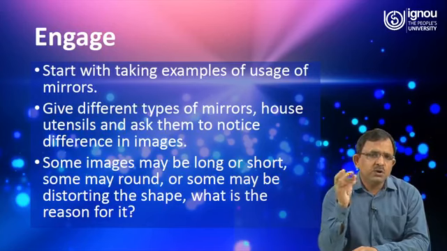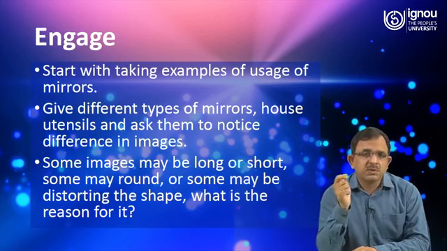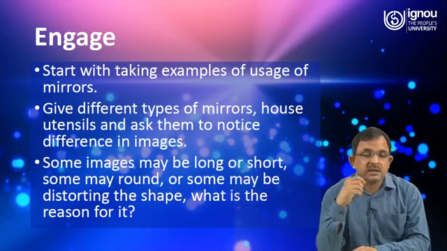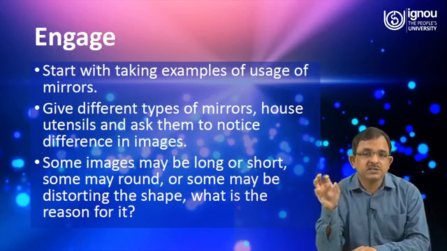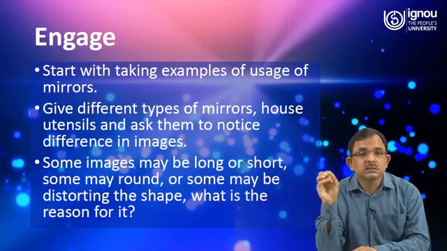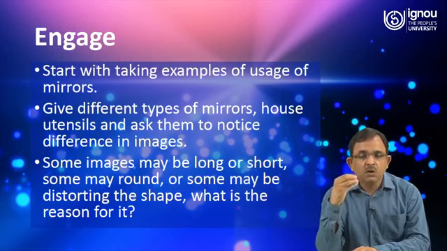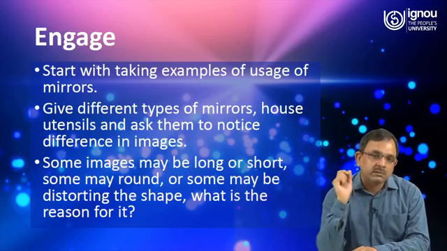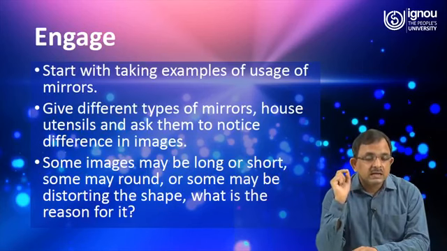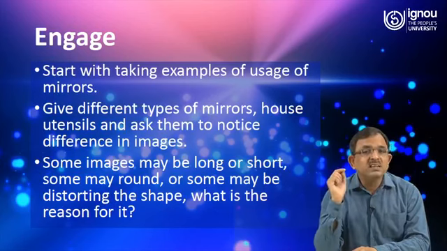So they may tell you, or report in their notes, that some images are long, some images are short, some images are round, some distort the shape, some are erect, some are inverted. These will be some common observations of your students when they try to find out how an image is formed in different types of mirrors. Now the question is, why is it happening? What is the reason for it?